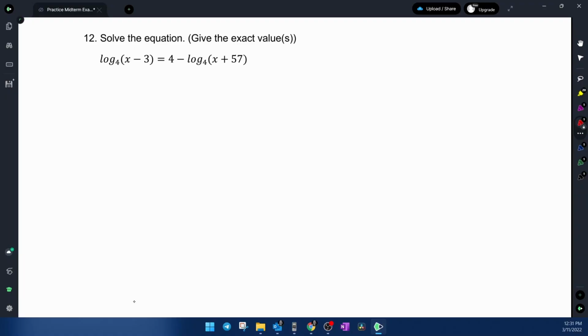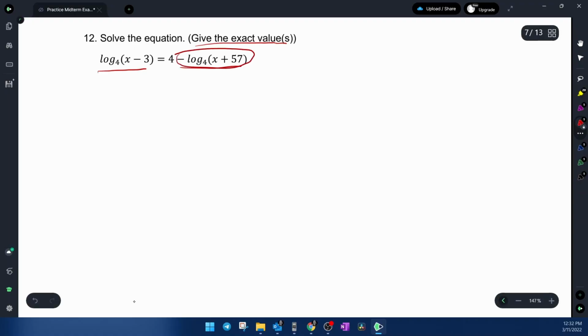Next, number 12. We need to solve this equation, give the exact value or values, so there may be more than one answer. Not sure yet. Notice that this is a logarithmic equation and we have 2 logarithms. So what we're going to have to do in this case is get our logarithms on the same side of the equation so that we can combine them using the properties of logarithms.